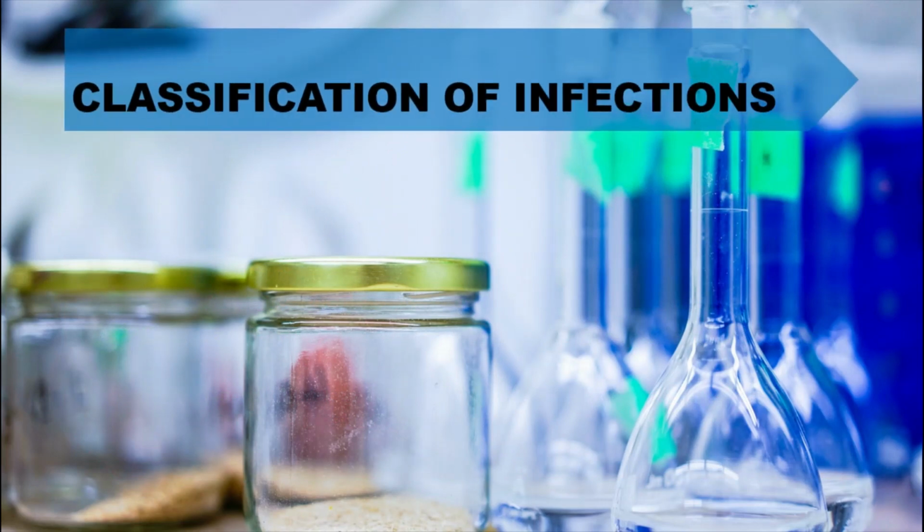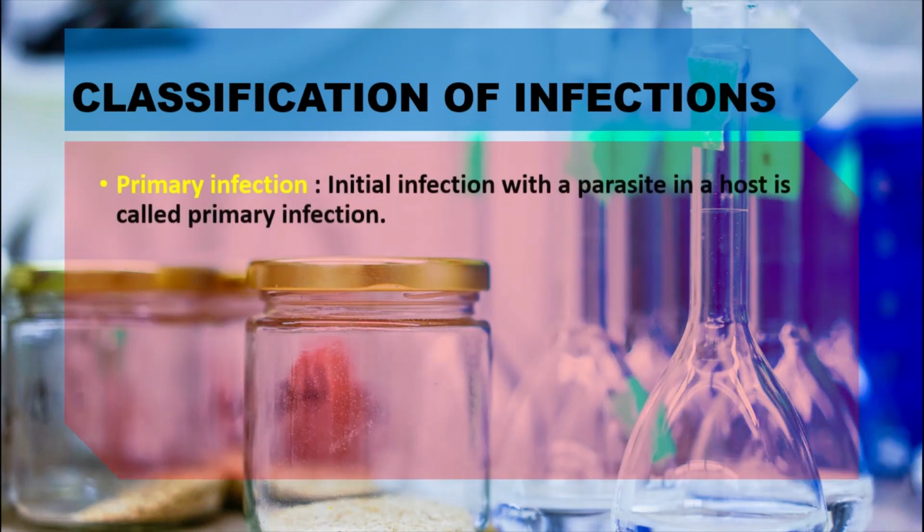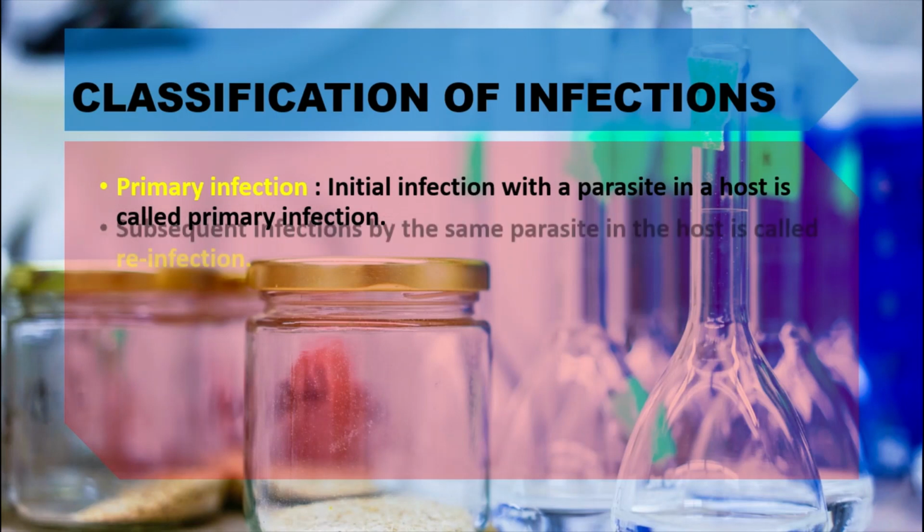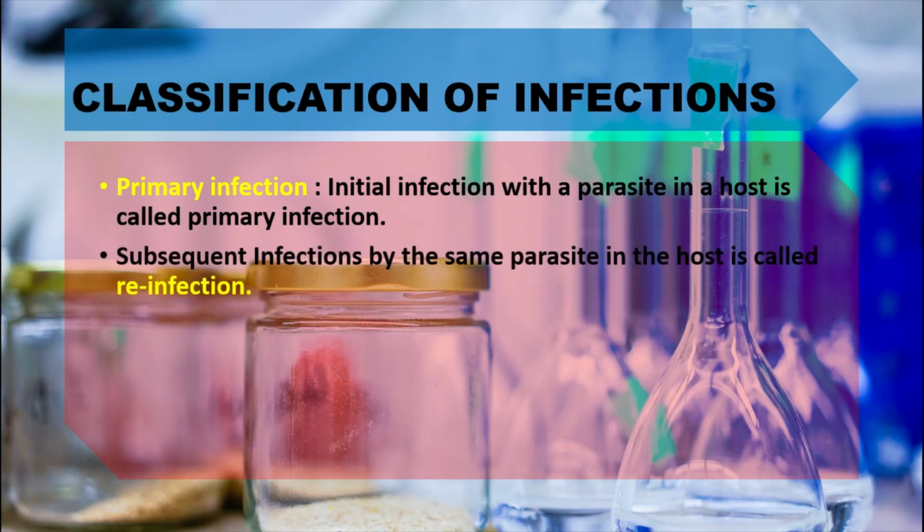Now, in relation to infection, the first aspect is how to classify it. There are different ways you can classify infection. One is the primary infection. The name itself suggests it: the initial infection with a parasite in a host is called the primary infection. Everybody knows the term primary. When it appears initially, it is referred to as the initial infection. Subsequent infection by the same parasite in the host is called reinfection.